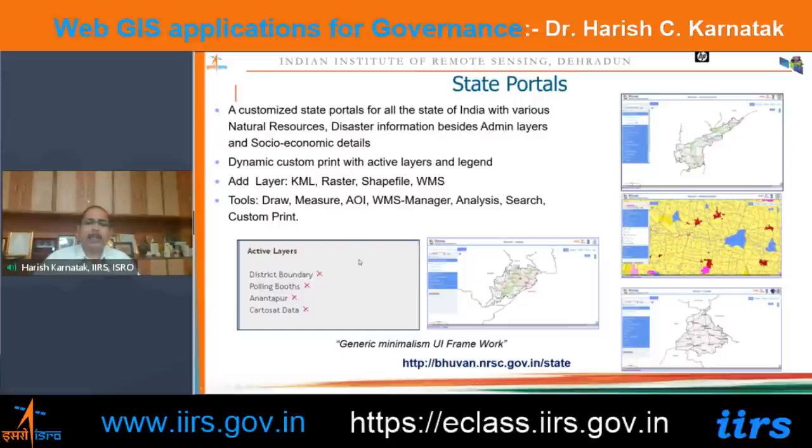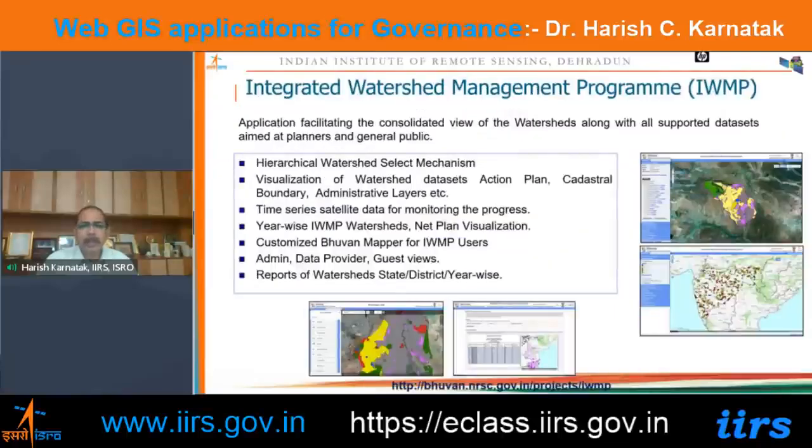If you integrate all these APIs together, you can develop a full-fledged portal for the geospatial data so that effectively the user can use these data sets in their day-to-day activities. This is for integrated watershed management programs, or we call it the IWMP programs.